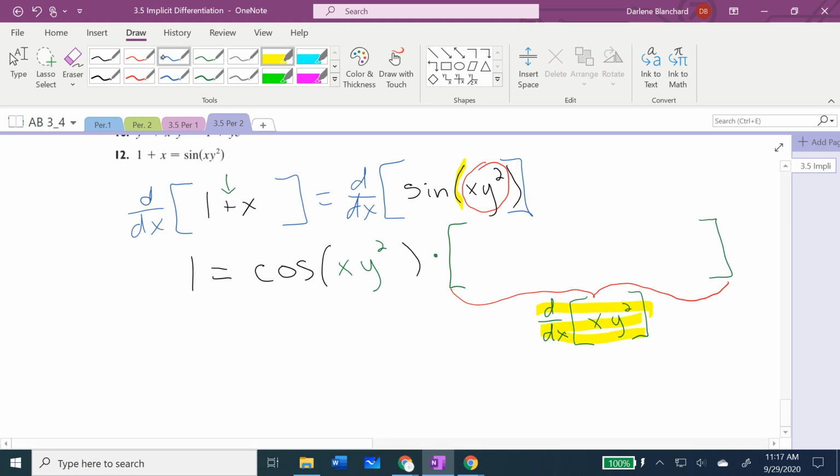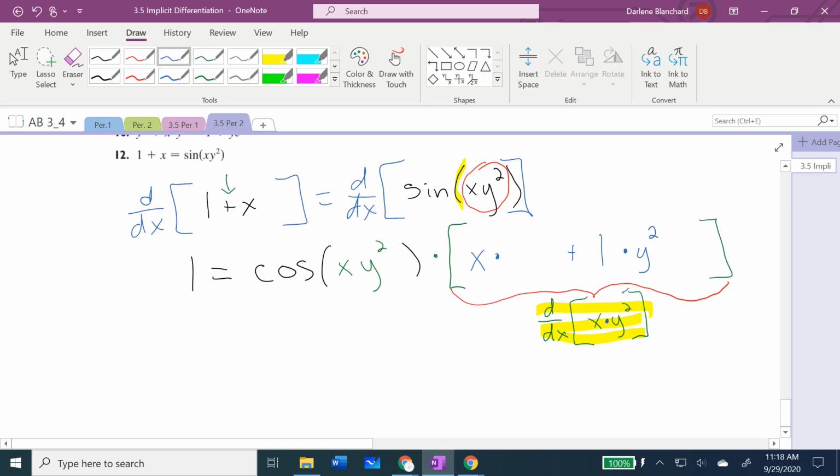So here we go. Ooh, I've got a product rule. Yay! So I'm going to keep the first, multiply by the derivative of the second, plus keep the second and multiply by the derivative of the first. Now I'm going to do what's easiest first. So derivative with respect to x of the first, which is x, is just a 1.